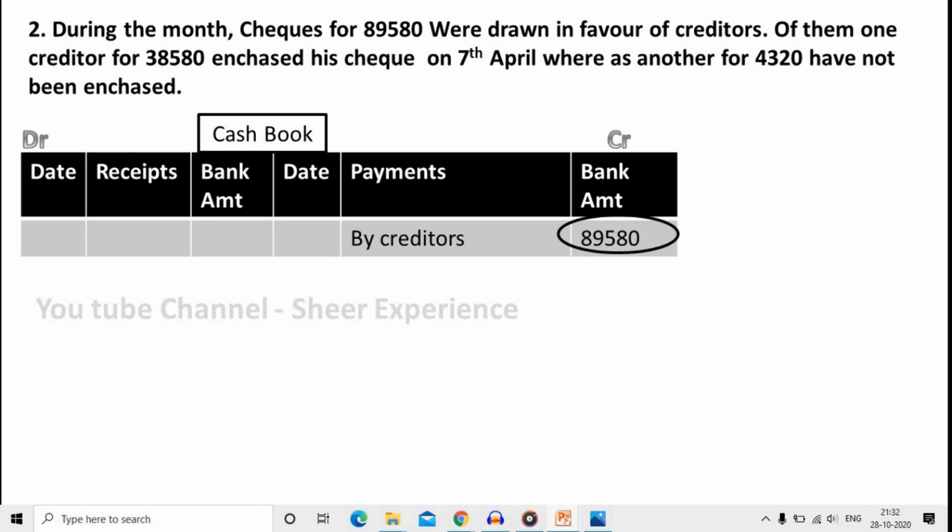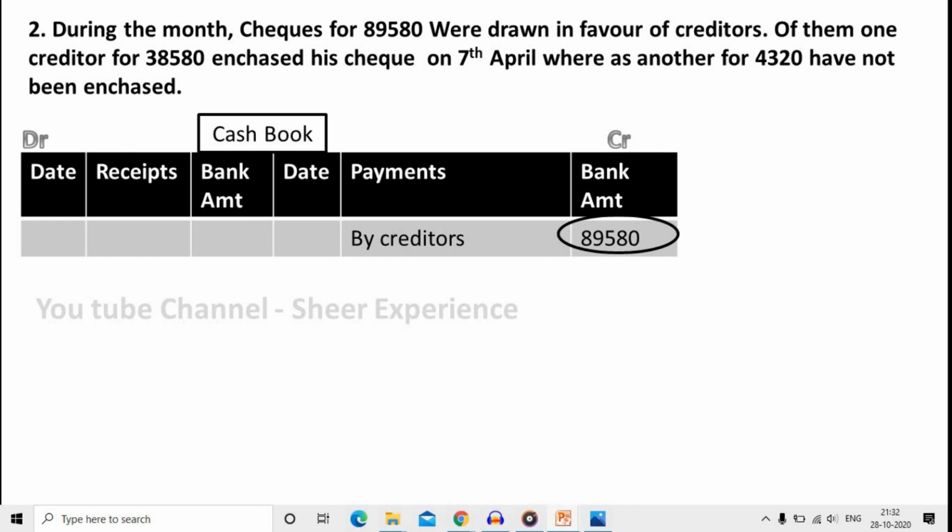We are preparing the bank reconciliation statement as on 31st March. So we should consider all changes till 31st March. Here it says 7th April. So till 31st March we have not paid him. That means the bank has not paid him. So we have to consider this payment amount, that is 38,580, as not presented for payment.